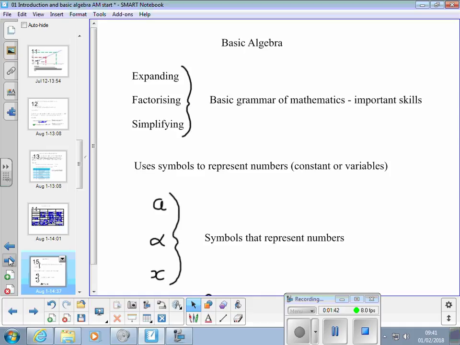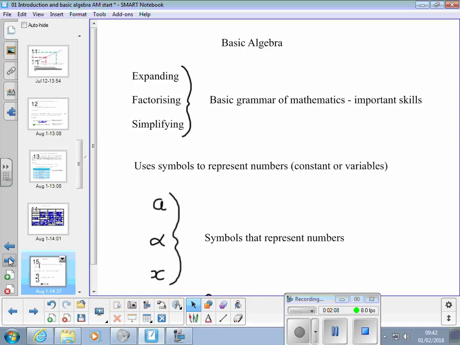What we do in this class here will not really be enough for you to get a really good grade in the exams unless you're already really good at maths. Practice, practice, practice. So we're going to look at expanding, factorizing, simplifying. It's the basic grammar of mathematics. It uses symbols to represent numbers, constants or variables.